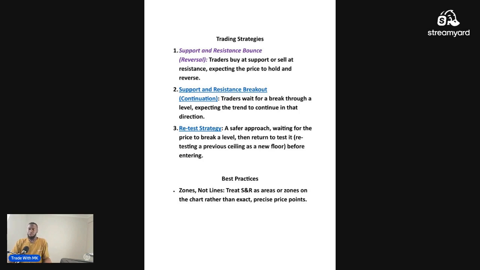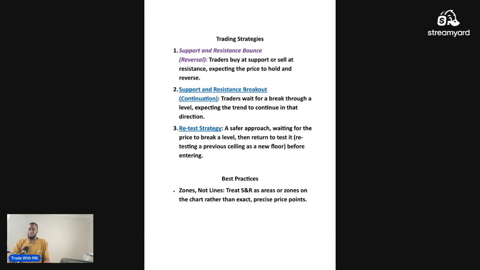Support and resistance bounce, or reversal: traders buy at support or sell at resistance, expecting the price to hold and reverse. That's one of the strategies people use. But sometimes, like I said, they have to combine it with their other skills. I will show an example to you.